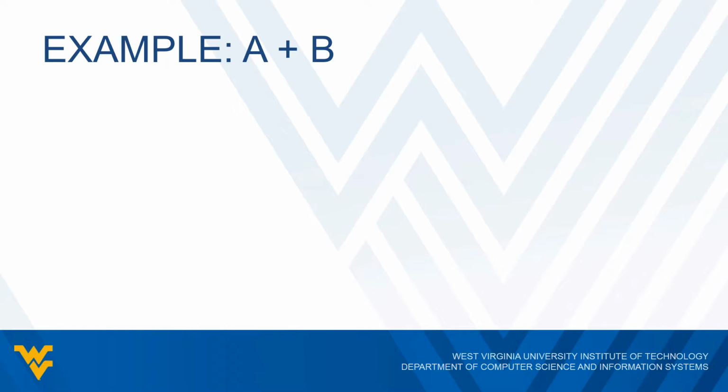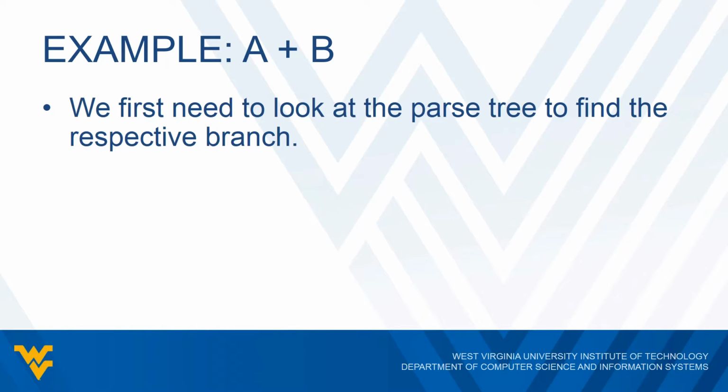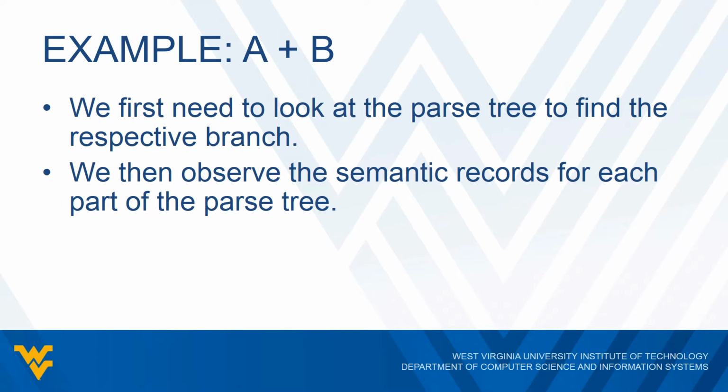So let's use a plus b as our example, and let's go over how we would do this. We first need to check the parse tree just to make sure that we find the respective branch. If it's not even there, then we got an error. So assuming that there is a branch in the parse tree, we would take a look at the semantic records for each part of the parse tree. Each non-terminal in there has a semantic record that includes the name and the data type associated with that non-terminal.